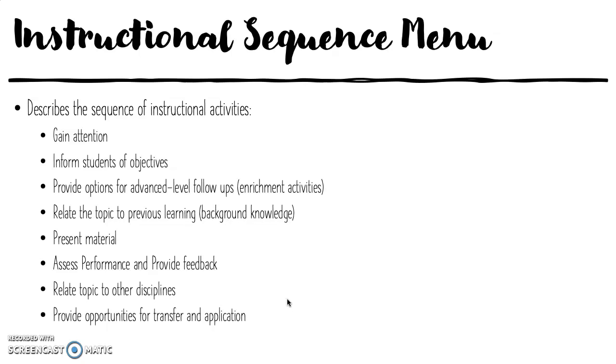Relate the topic to previous learning, and this is where you are using their background knowledge in the lesson for that day. You're going to then present the material to the students, and after you've presented the material, you're going to assess performance and provide feedback for them. Once you've done this, you can relate the topic to other disciplines. How does this look in math if you're teaching it in English language arts? How does this look in social studies? Or how can we relate this to those other areas? Also provide opportunities for transfer and application. This one is just having them apply this to something else later on.